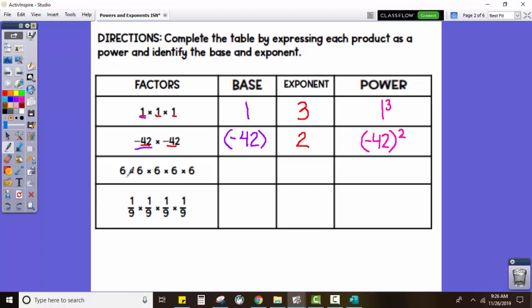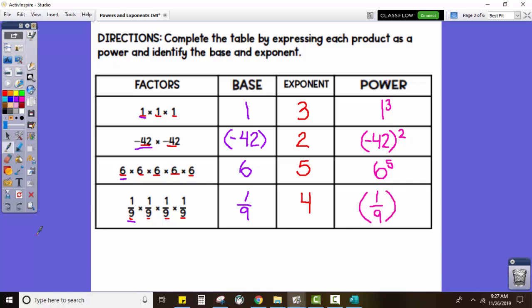Okay, for the next one with the 6's, I can see 6 is being multiplied over and over again, so that's my base. My exponent is how many times? So 1, 2, 3, 4, 5 times. So my exponent is 5. And then my power is 6 to the 5th. And last one, I have 1/9 being multiplied repeatedly. So 1/9. My exponent is 1, 2, 3, 4 times. So 1/9 to the 4th.